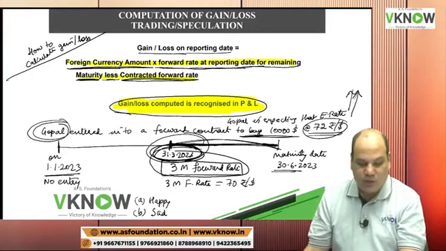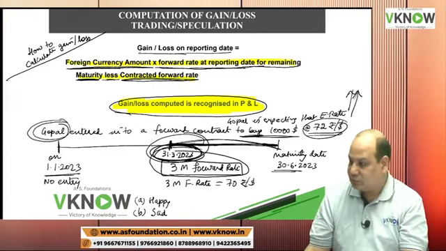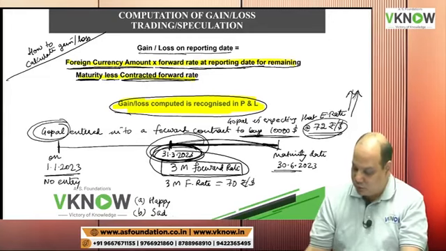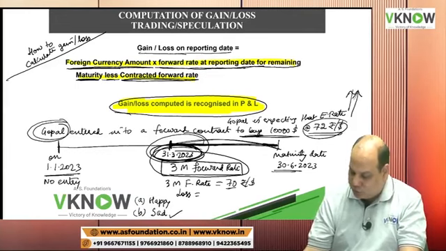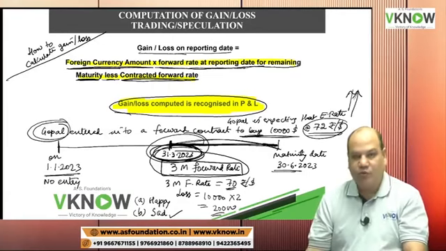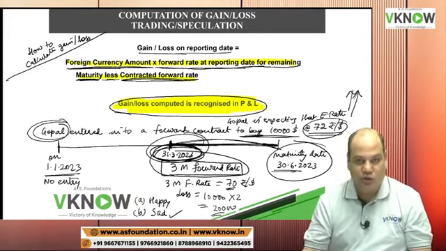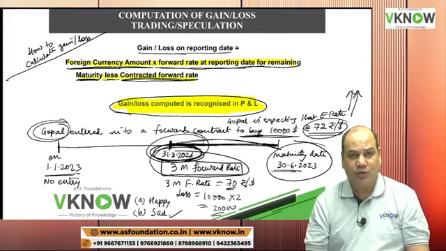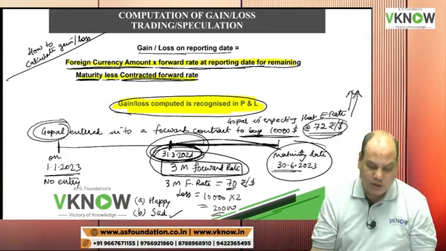Will Gopal be happy or sad? This time Gopal will be sad because there is a potential loss of 2 rupees now. So 10,000 into 2 rupees, 20,000 loss he will have to book. This way we will calculate the gain or loss on every reporting date till maturity date, and on maturity date the final gain or loss will be calculated and that will be settled.